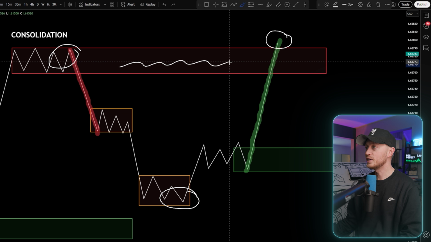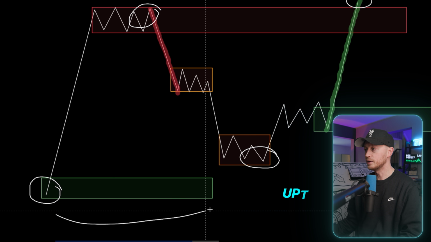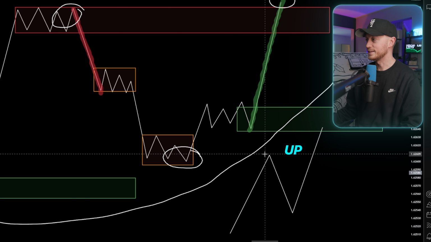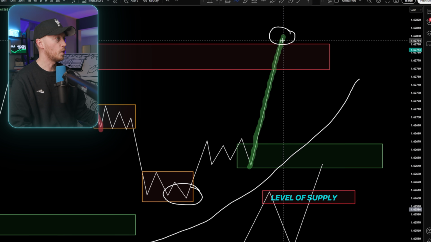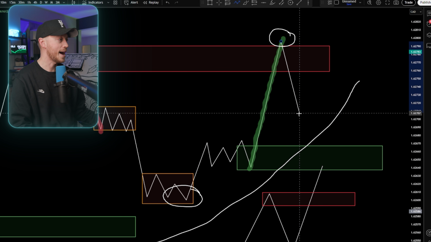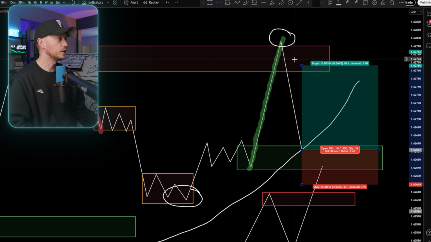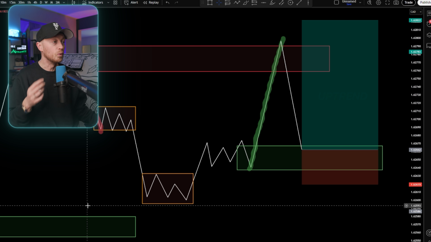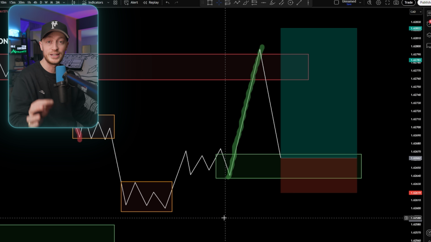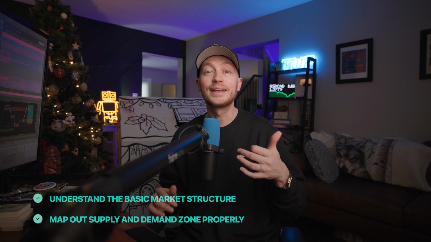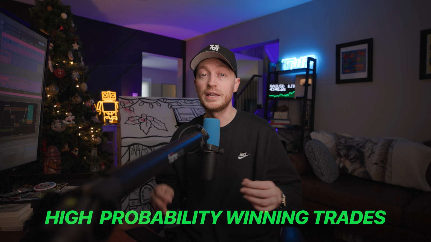So we would not take a sell trade from this level. Why? Because we're in an uptrend. Look, the market came up, it came down, and it came up. We had this level of supply here get broken, and so I would be waiting for the price from the top here to come back to this level of demand here, where I would get into a long trading position to continue that uptrend. So even though this example looks more complicated, as long as I understand the basic market structure and I map out my supply and demand zones properly, I can get into high probability winning trades. But in order to do this properly, traders have to know how to draw these zones properly, which is what I'm going to get into next.